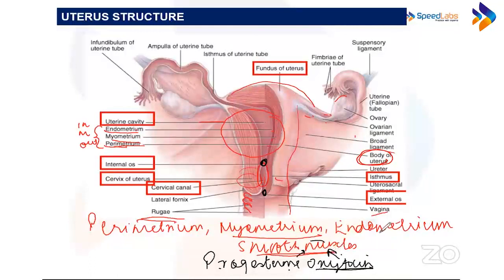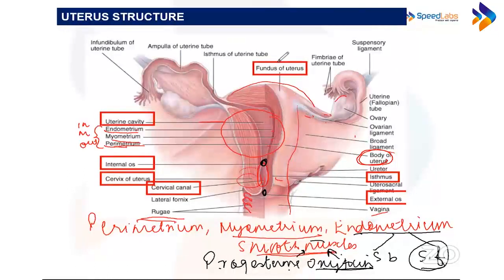Okay, and again you have the endometrium, and the endometrium, you know, is made up of two layers. It is made up of the stratum basalis, which is the permanent layer, and the stratum basalis secretes the stratum functionalis, which is the layer that is lost or breaks during menstruation.